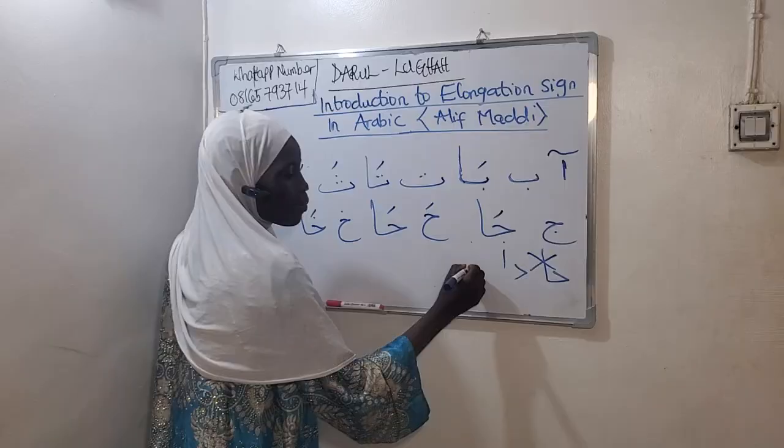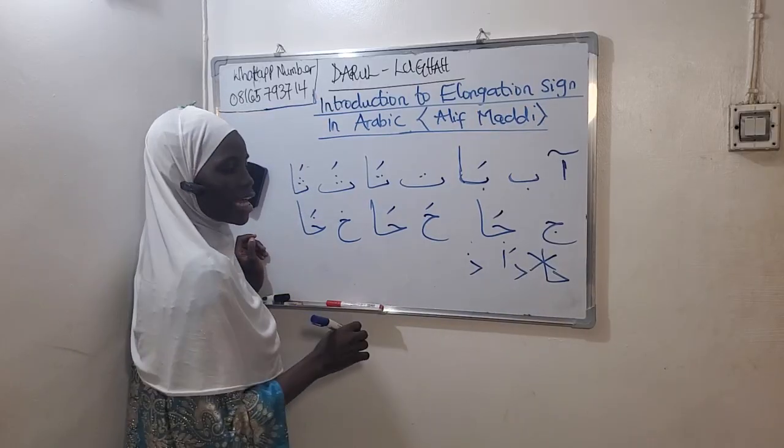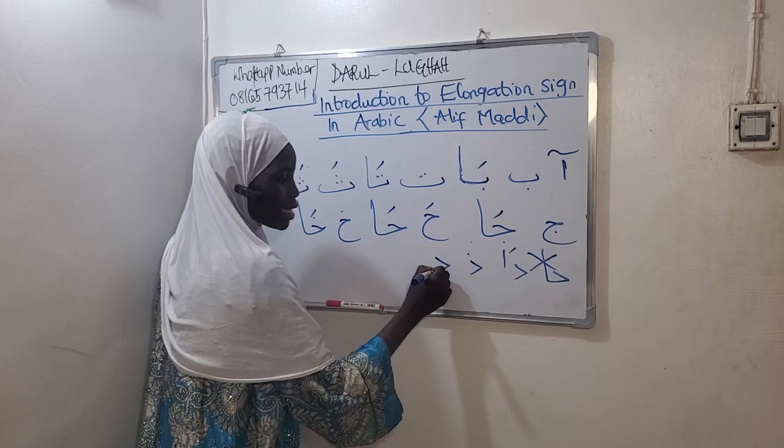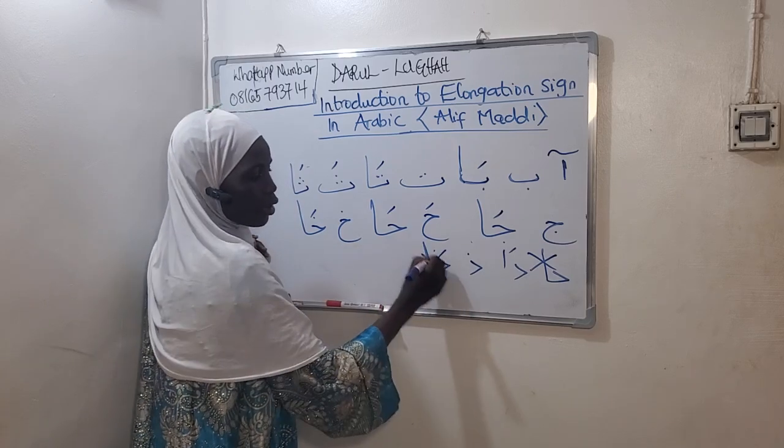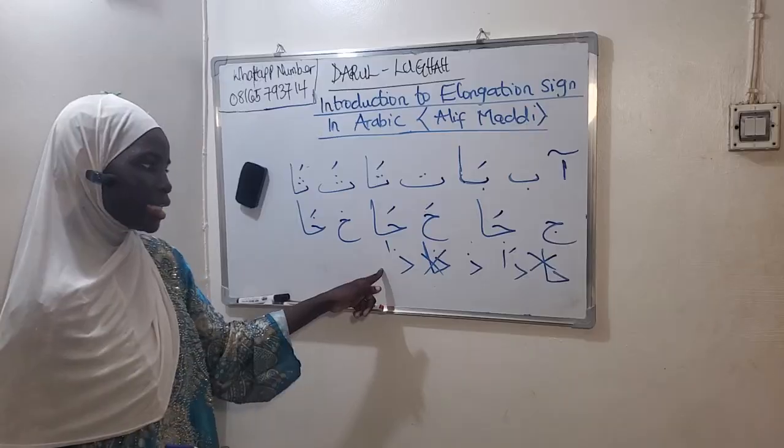Now we have our normal dal. These are normal dal. But if you want to write dal fatia Alif Maddi, you can't write it like this. It is totally wrong. This is the correct one. Dal fatia Alif Maddi. Just put the Alif Maddi beside it.